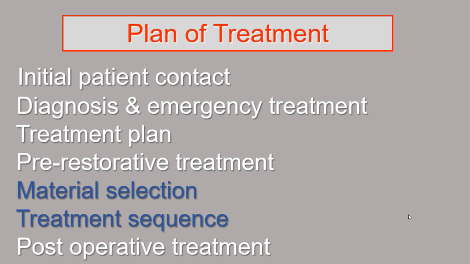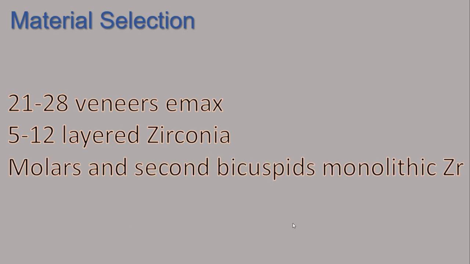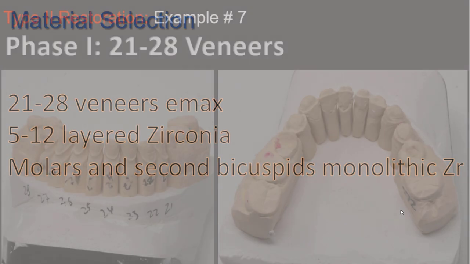Now if the patient tolerates that fairly well and they don't destroy them, that goes a long ways to determining whether or not we need to have stronger materials or weaker materials. In this particular case, we decided to do Emax veneers, lower first bicuspid to first bicuspid, upper layer of zirconia in the aesthetic zone in the uppers, and then in the molars we're using monolithic zirconia. And we're using multi-layer, so they're going to be pretty aesthetic, as you'll see.